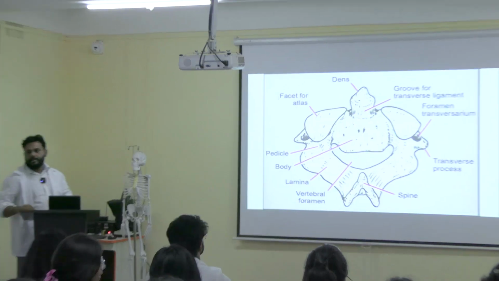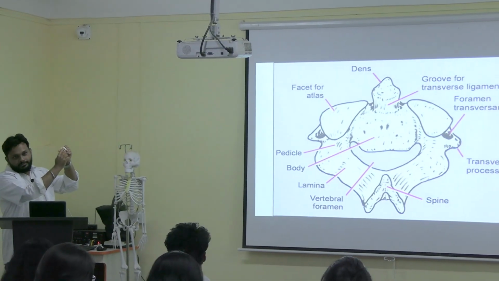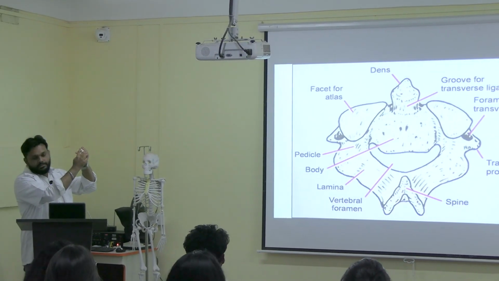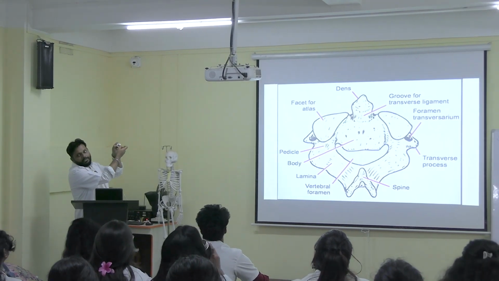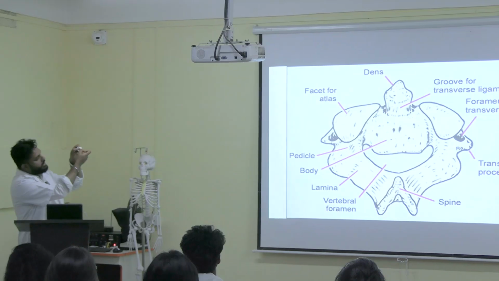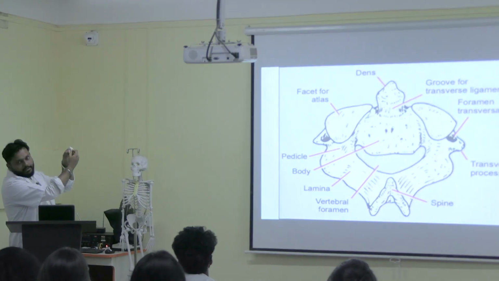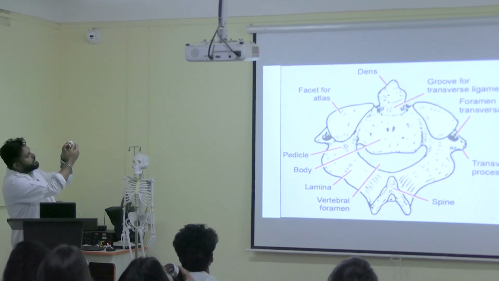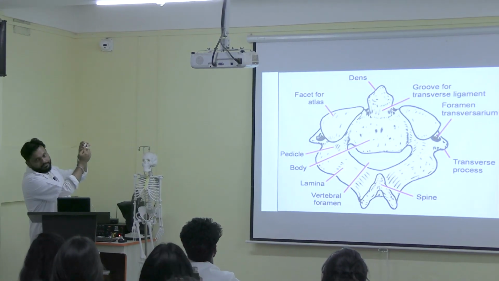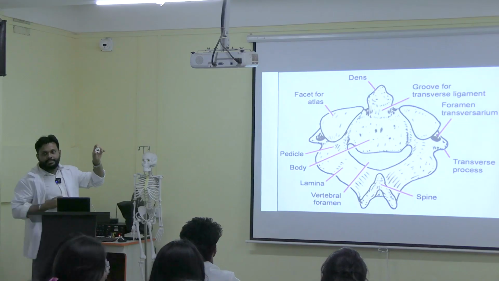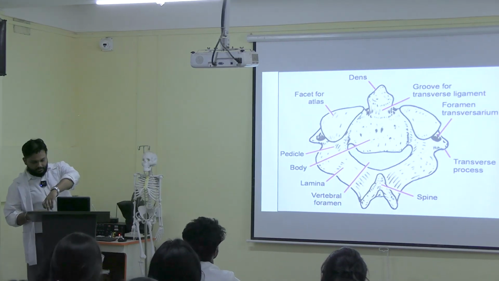Again, the parts I am revising with you. What is this thing? This is the dens. These are the transverse processes. These are the foramen transversarium. This is the lamina. This area is the pedicle. This is the spine. And this is the body.